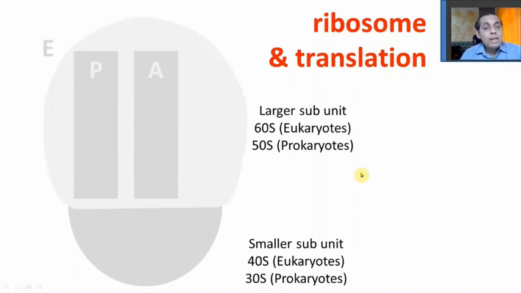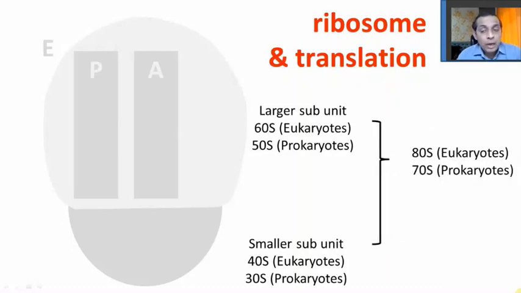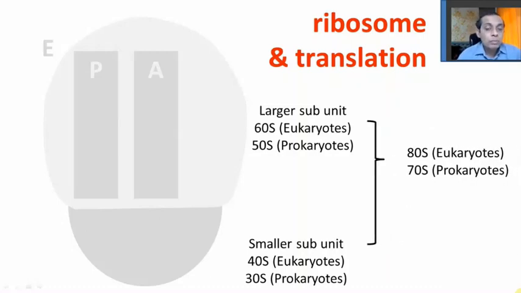Now during translation, both the subunits come together, and in eukaryotes, 60 Svedberg and 40 Svedberg together make 80 Svedberg. And in prokaryotes, when 50 Svedberg and 30 Svedberg come together, it is 70 Svedberg. So this is the basic structure of ribosomes.